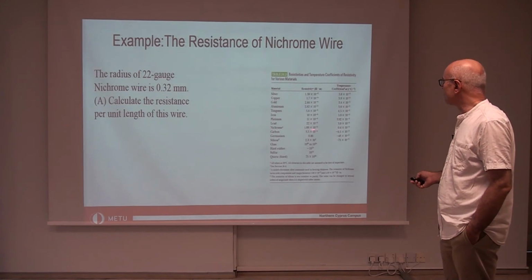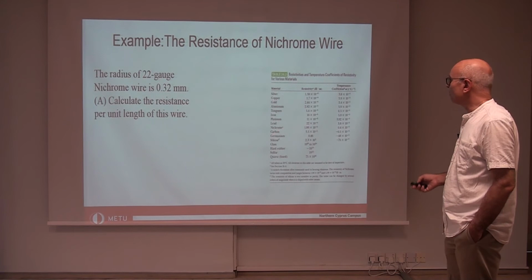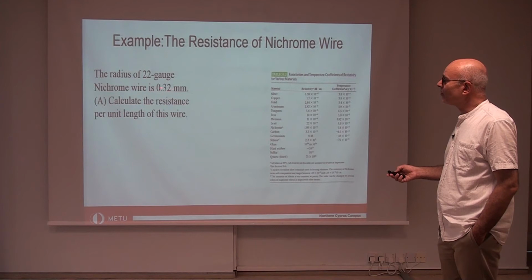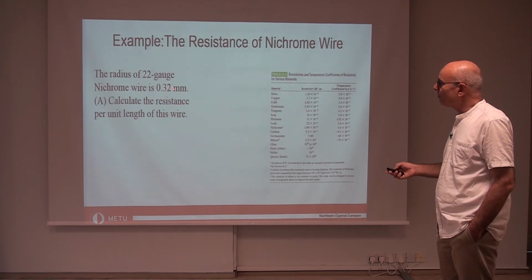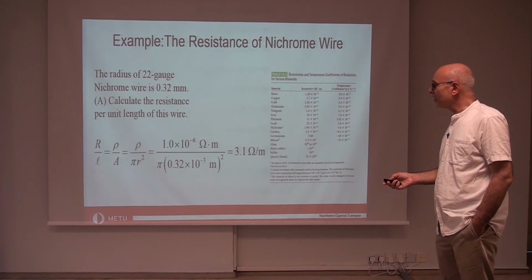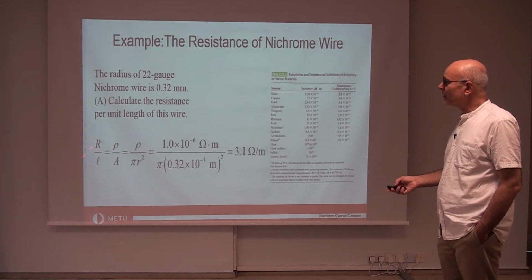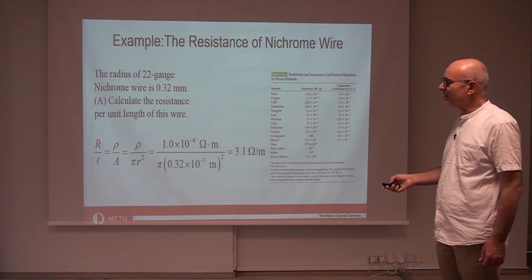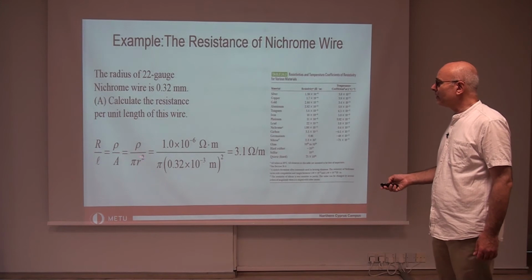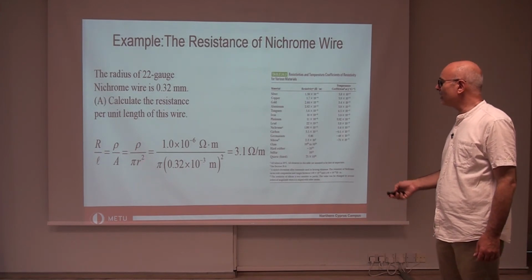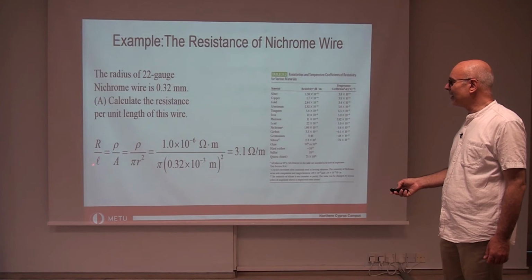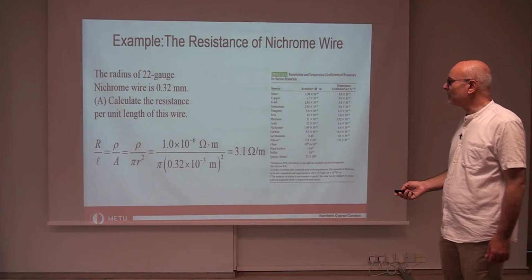So for nichrome here, for example, this is the resistivity of a nichrome wire. And we want to find the resistance per unit length. The cross-sectional area can be found from the radius. So we divide, and the resistance per unit length becomes rho over A, because the resistance is rho over A times L. You just substitute pi r squared for A, do the numerics, and you get a resistance per unit length of 3.1 ohm per meter.